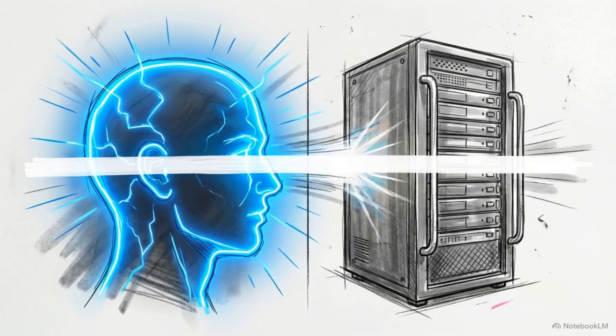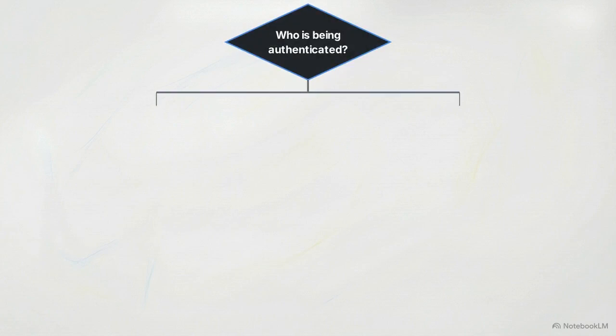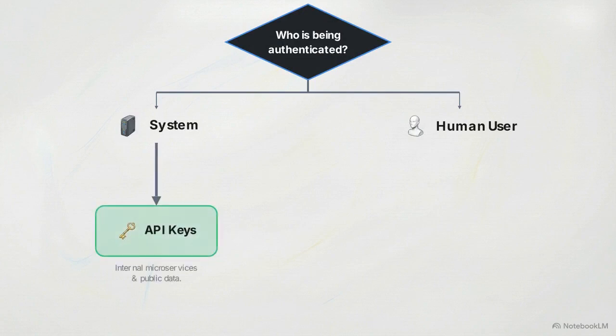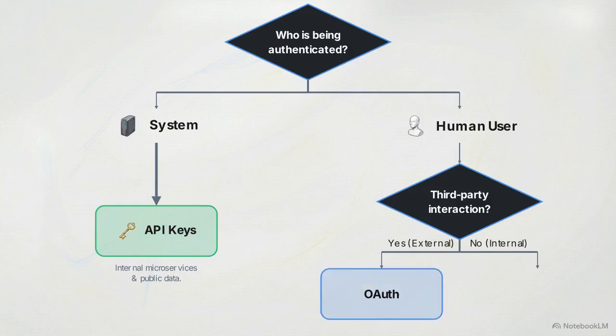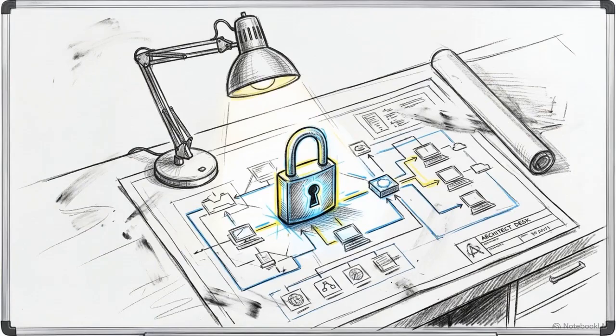Choosing between these methods requires looking at the specific entity you need to verify for every request. Navigate the choice using this decision tree. The first question: are you authenticating a system or a human user? If it's a system, like an internal microservice, API keys are sufficient, providing speed with minimal overhead. If authenticating a human, does your application interact with external platforms? For social sign-ins, OAuth is required, but if managing your own user logins at scale, JWT is the more efficient path.